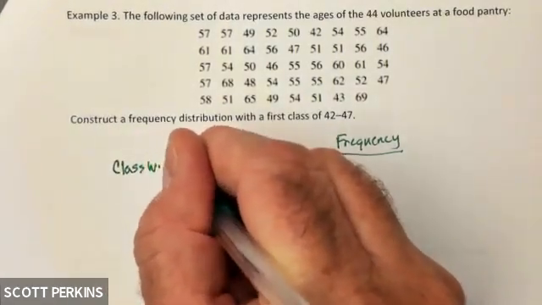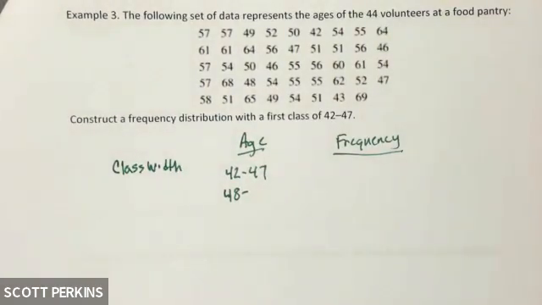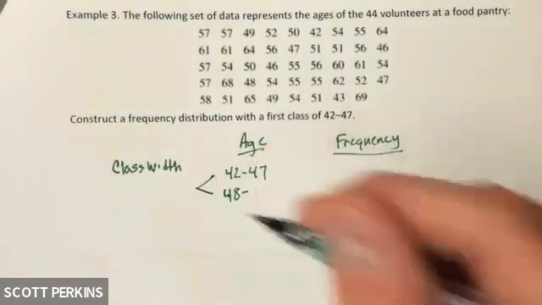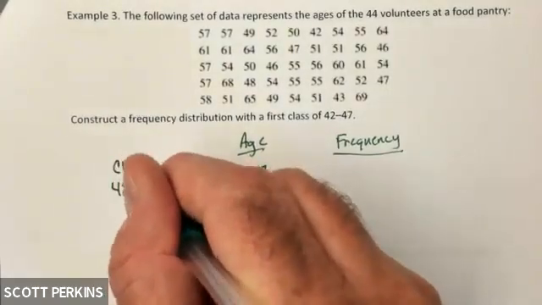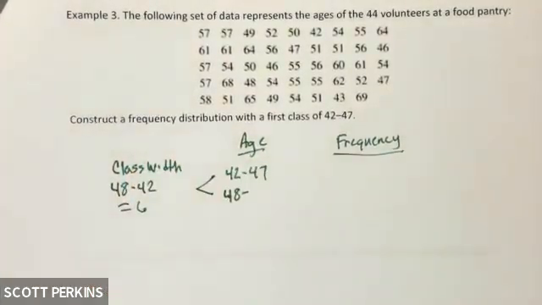Always remember, I'm just going to repeat this because it's honestly the only thing students miss on the test: the class width. So if you can remember this, you're good. The class width is the difference between the two consecutive lower limits, always. Okay, so it's 48 minus 42, which is equal to 6.